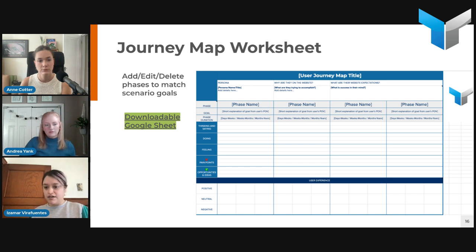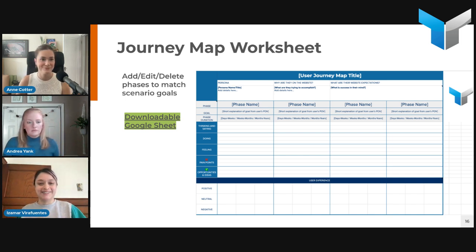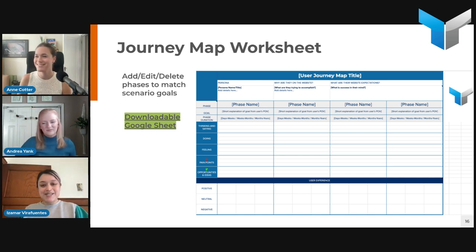And then here, what we have for you all is a screenshot of our user journey map worksheet that we have put together for you all. And we'll give you an online link to you in a follow-up email. Essentially, it's what we went through in the slides here. This is a Google Sheet that is editable, that you can add as many phases, remove as many phases, and customize it however you want.